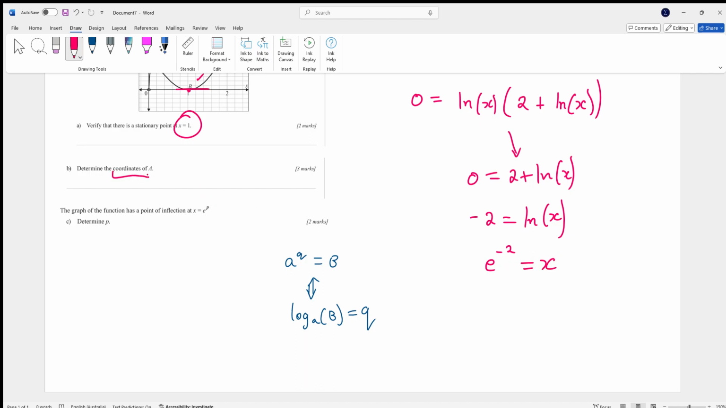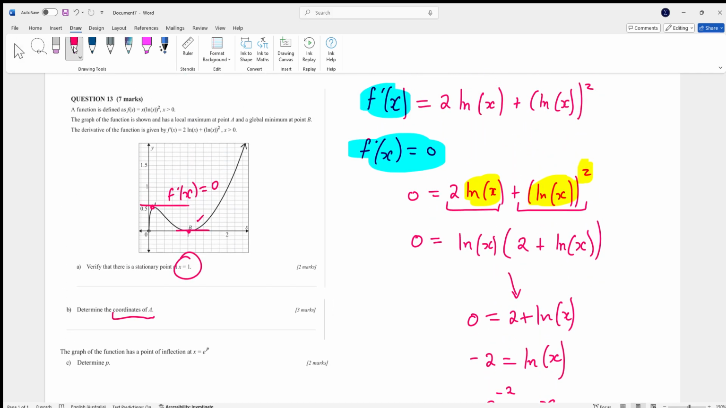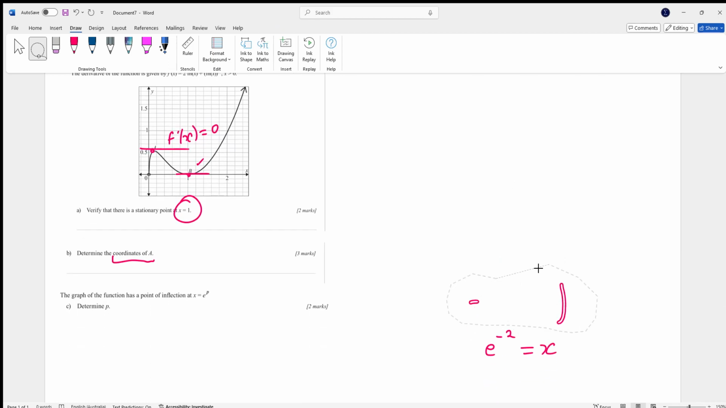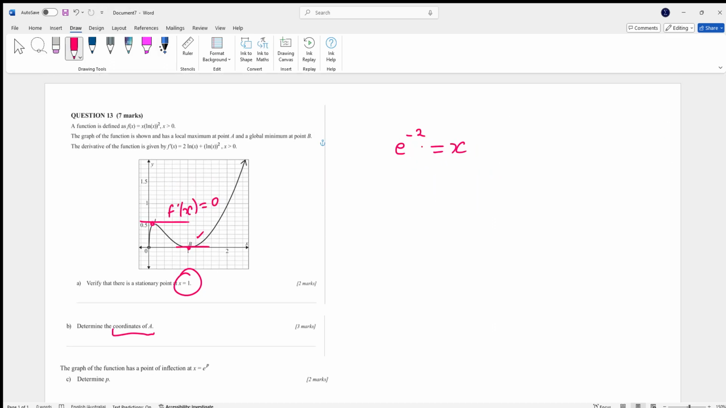However, they've said the coordinates of a, which implies you need the y value as well. So what we do with that is we substitute this into the original function because you need to work out what that y value is. And the original function, I'll just get rid of this stuff here because we're going to run out of room otherwise. If you need that working, just rewind the video. So here we take this guy and we're going to chuck it into the original function which they've given up here. So x ln of x all squared. So here you're going to work out f of e to the negative 2. So wherever you see that x, you're going to replace it with e to the power of negative 2.